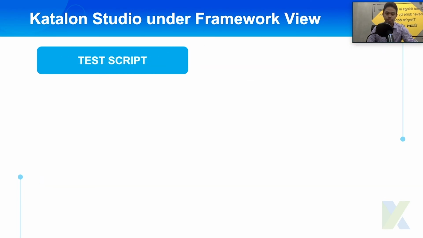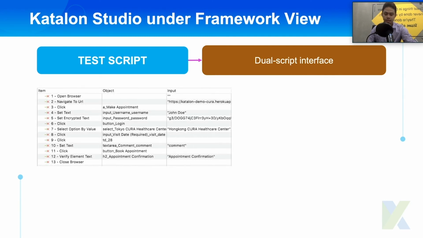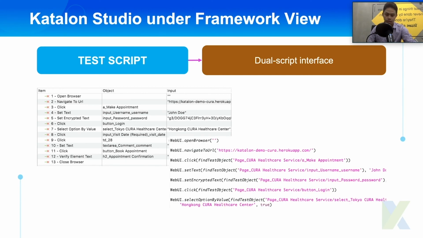For the test script, we provide a dual script interface. With the dual script interface, firstly we have the manual view. In the manual view, we display tests in a business-friendly way. So people can read the test and understand the business behind it without knowing the script. We also provide the script view for people familiar with scripting, and the two views are interchangeable.